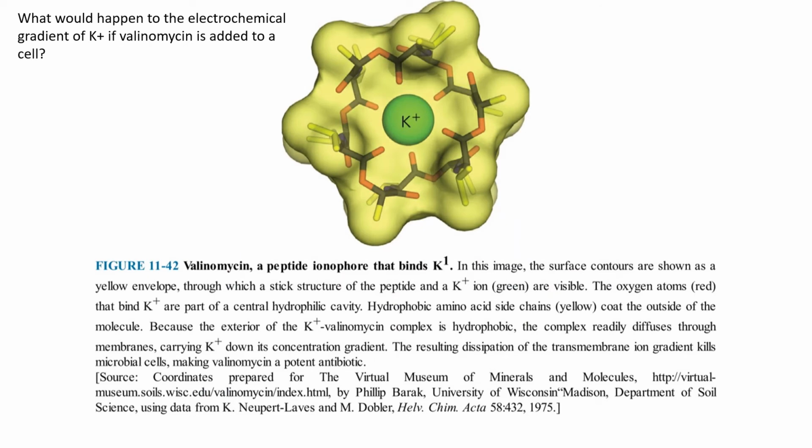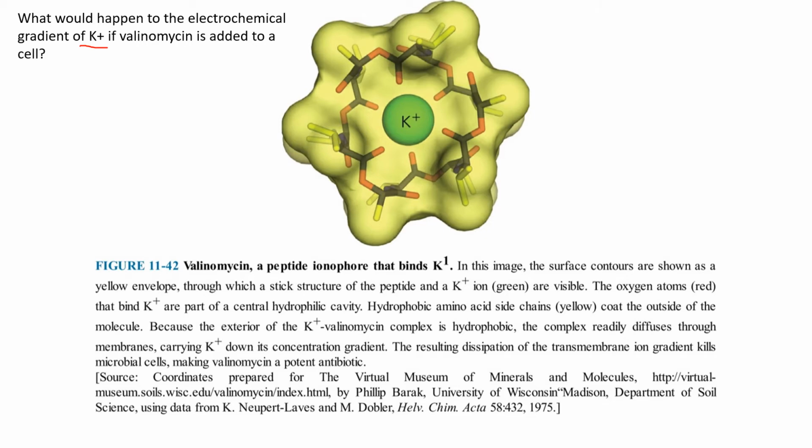So what would happen to the electrochemical gradient of potassium if valinomycin is added to a cell? Again, figure 11-42 will help you answer this question, but I highly recommend that you read a few paragraphs before and after this figure, because the book does a really good job of explaining exactly how to answer the question on your worksheet.